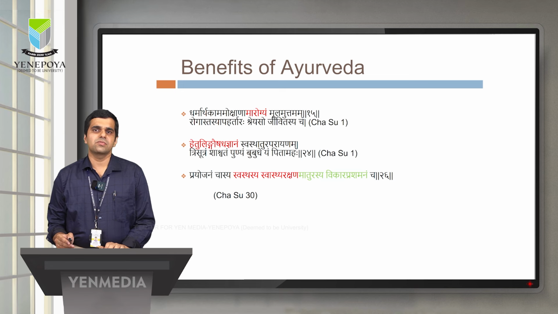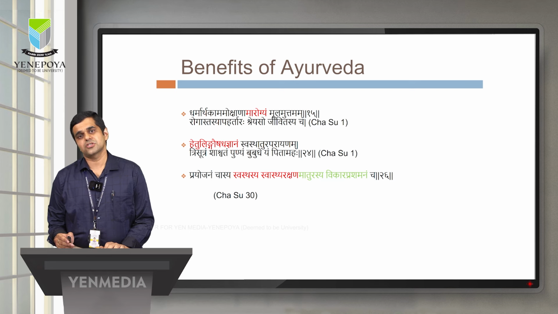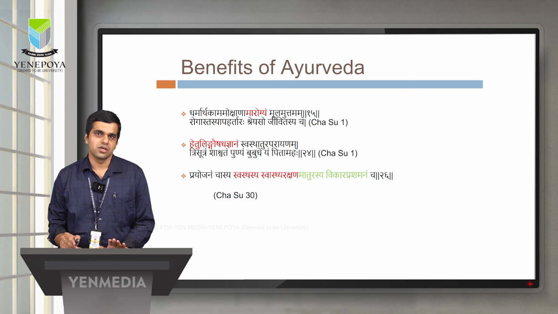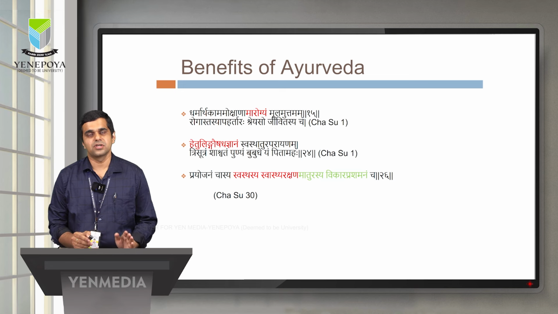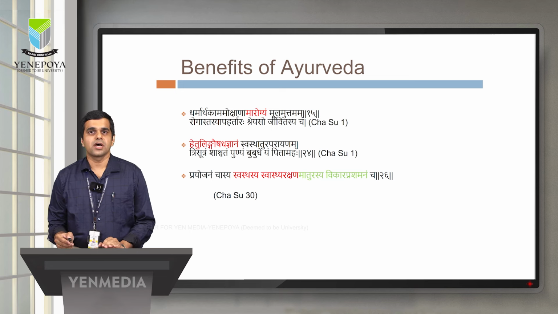What is the benefit ultimately of Ayurveda? Prayojanam chasya swasthasya swasthya rakshanam aturasya vikara prashamanam cha. Look at this. The greater emphasis is laid on swasthasya swasthya rakshanam, meaning to preserve the swasthya of an individual. What is swasthya? Health. To maintain the health of an individual is more important in Ayurveda. Next importance is given to management of diseases, that is aturasya vikara prashamanam.